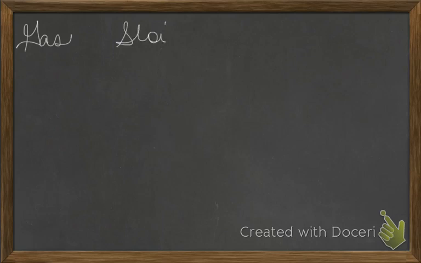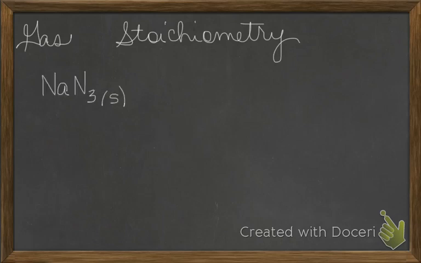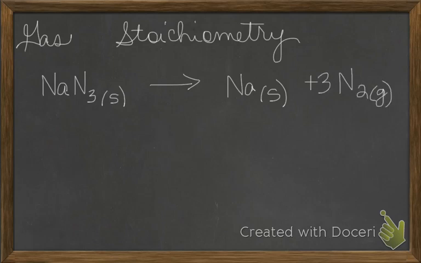And you'll recall we've already completed a section on stoichiometry where we use coefficients in a balanced equation and convert from grams of one thing to moles, and we can compare moles of two different components of a reaction. NaN3 is sodium azide. Upon heating, sodium azide will very rapidly break down into sodium metal and nitrogen gas. And then, of course, we would need to balance that equation. And there it is, balanced.